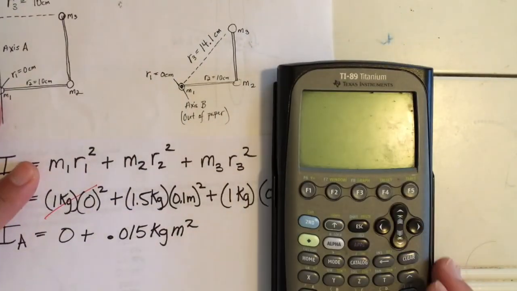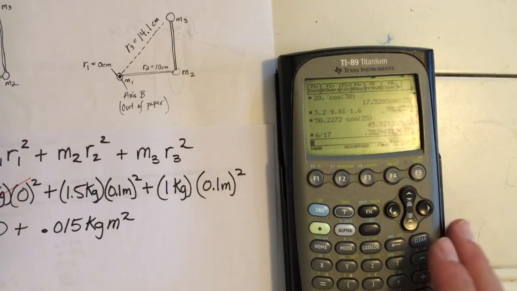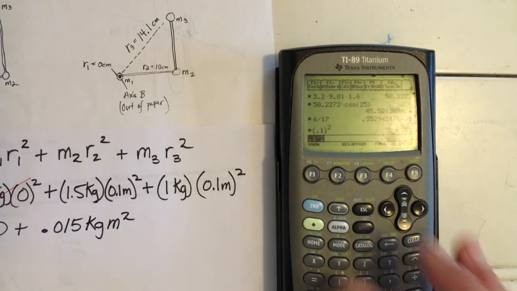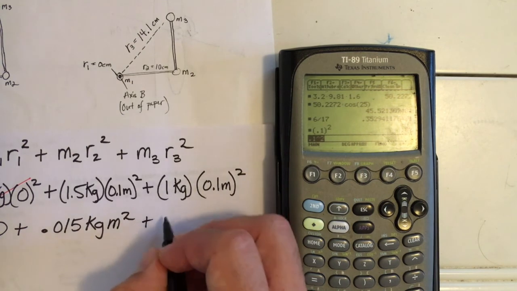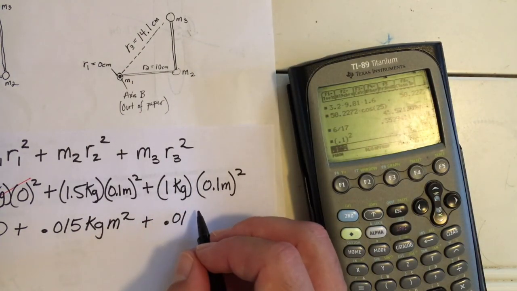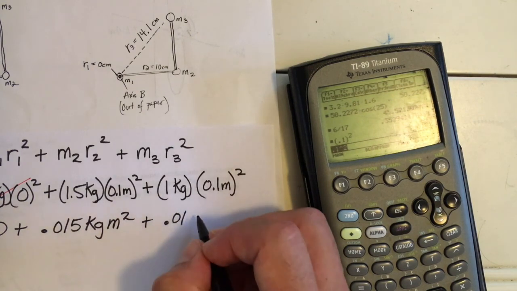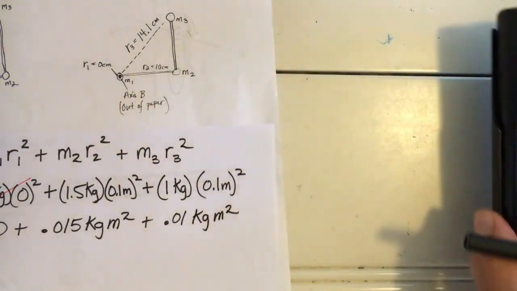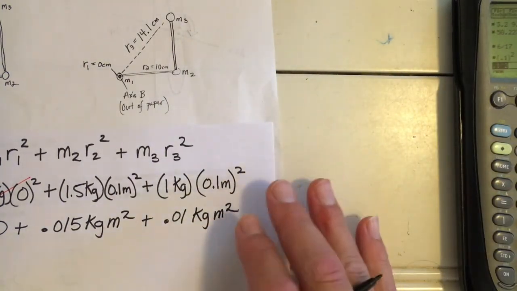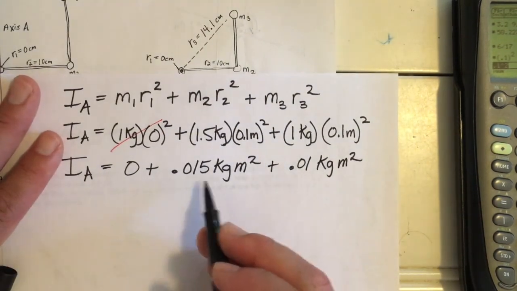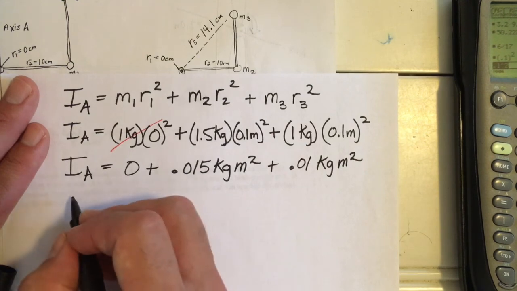Typing these into my calculator just to make sure. 0.1 squaring it gives us 0.01, times 1 is going to be 0.01 kilogram meters squared. All right, so there we have it here. Now we just add these two together. I think we can do that in our heads. 0.01 plus 0.015, 0.025.